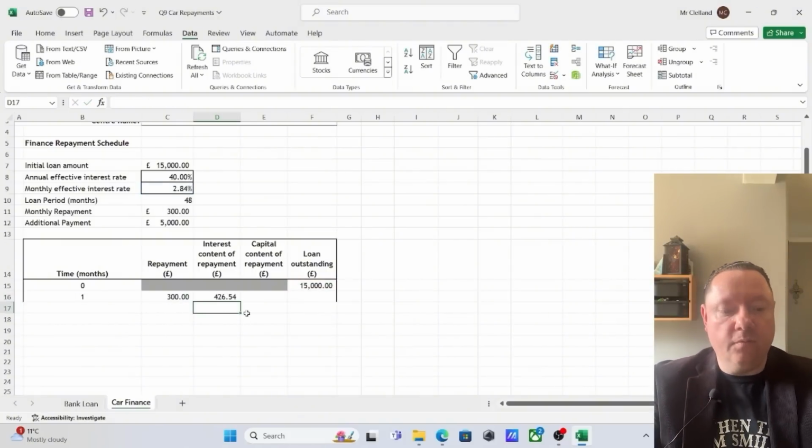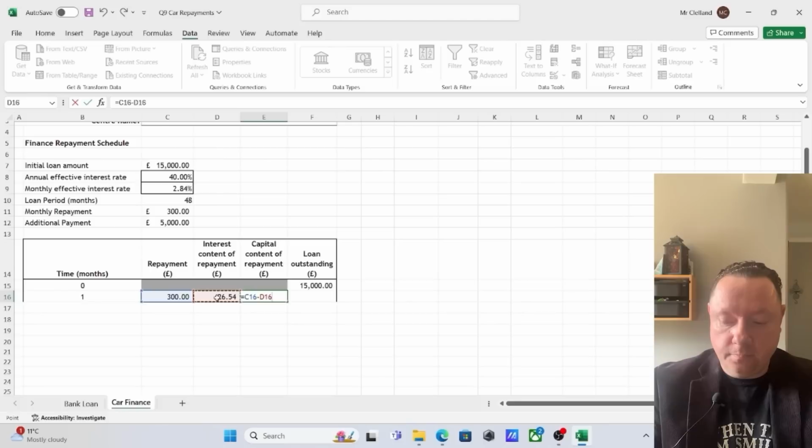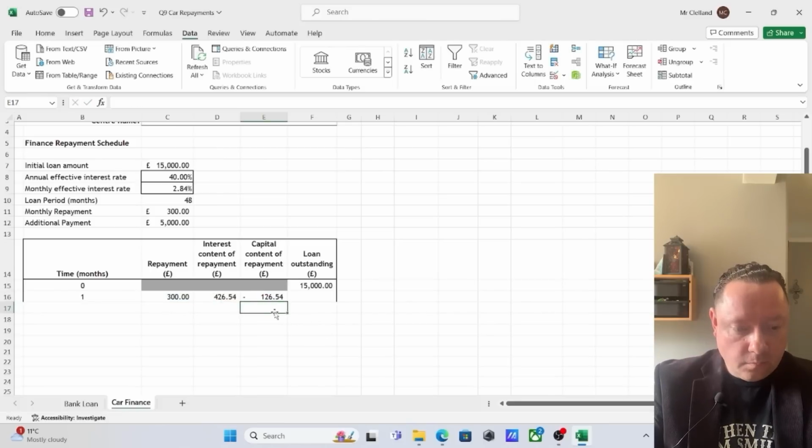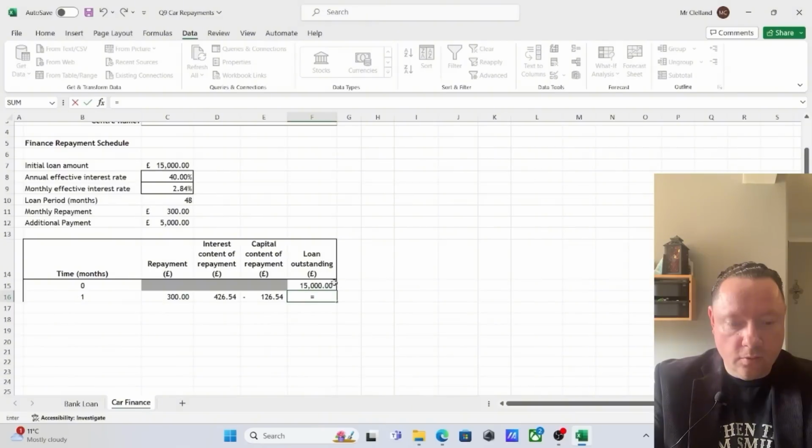And we get this number, 42654. So the capital equals the repayment minus the interest, and the loan outstanding equals the loan outstanding minus the capital.